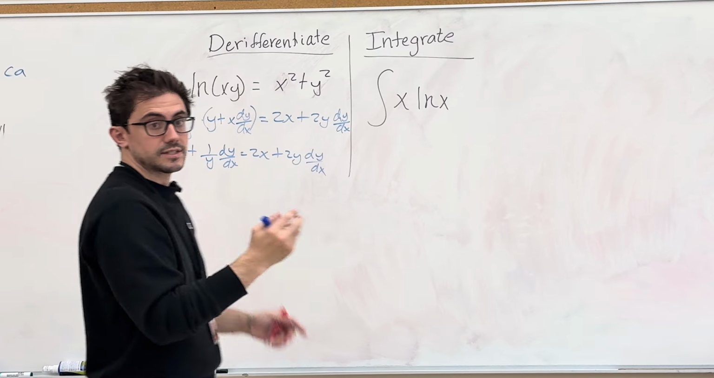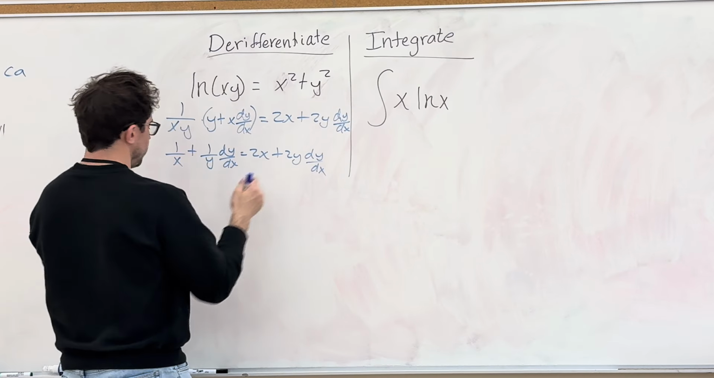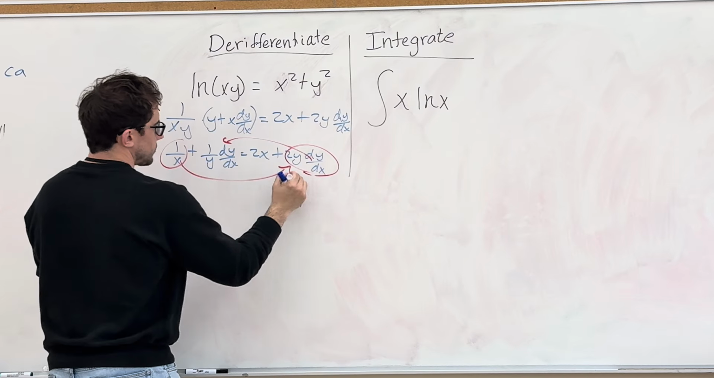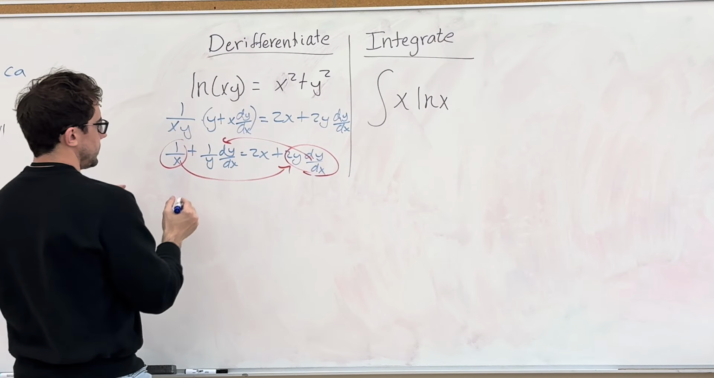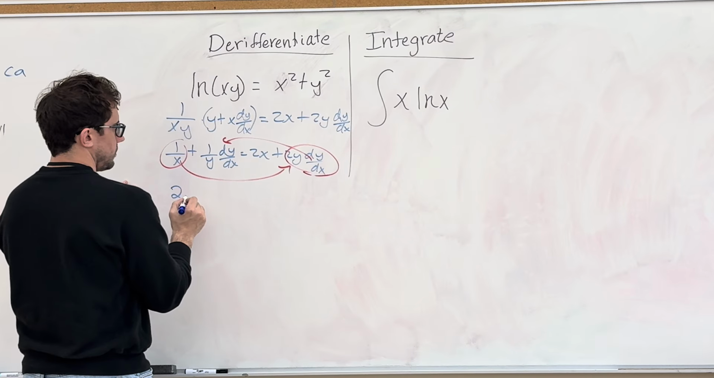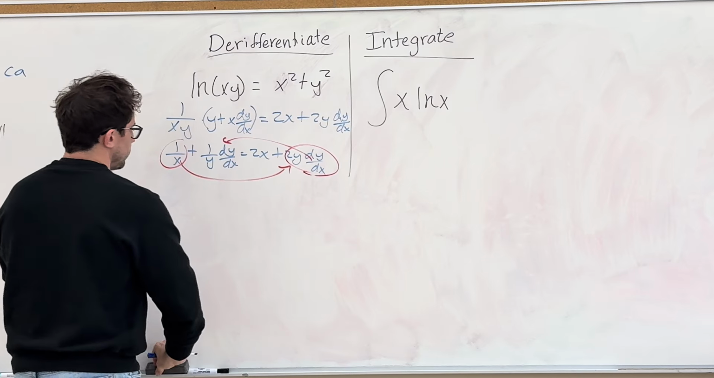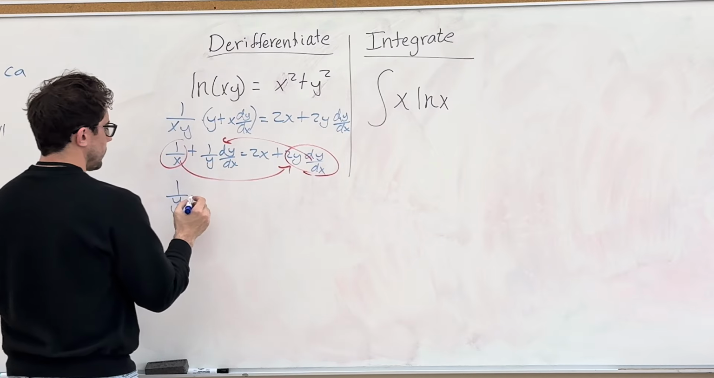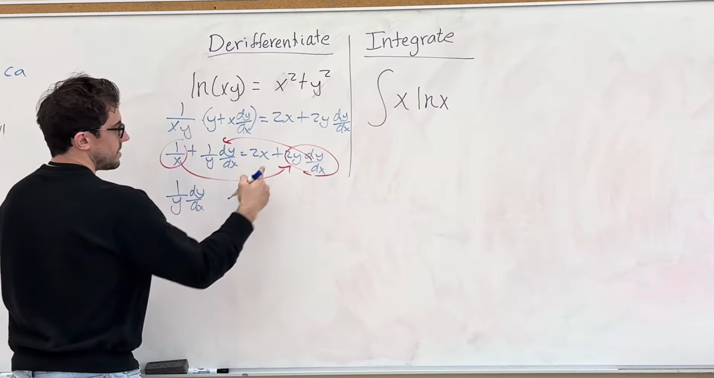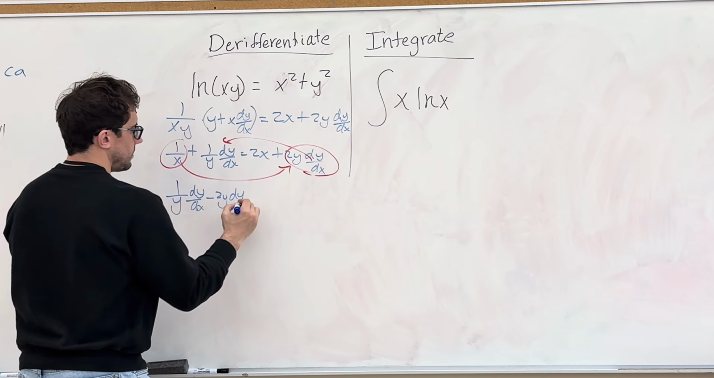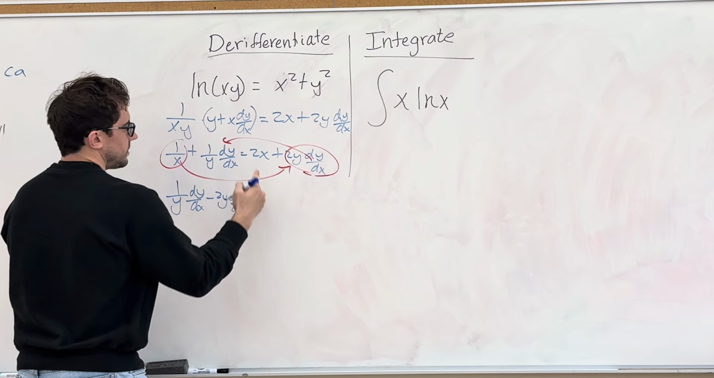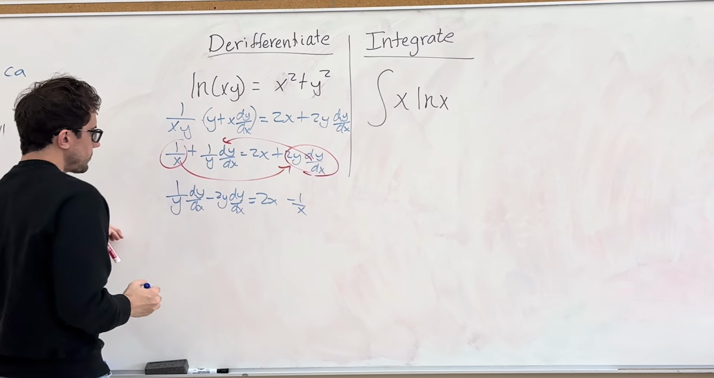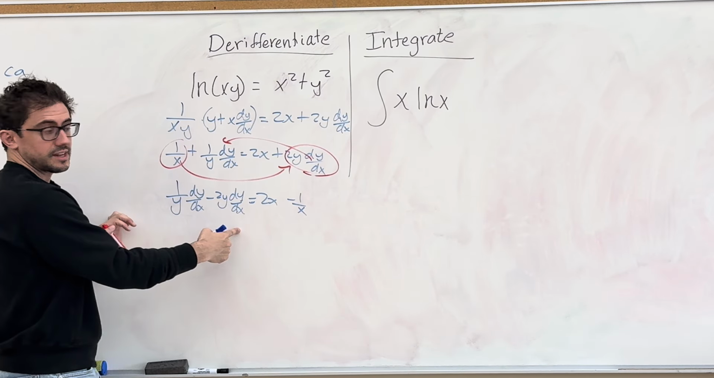Now let's isolate the dy/dx, moving it all to one side. So let's move this over here, and let's get all the non-dy/dx terms onto the right-hand side. And so that'll mean 1 over y, I'll do one step at a time, dy/dx minus 2y dy/dx. That'll be 2x minus 1 over x. Now let's factor the dy/dx from both terms to isolate it.